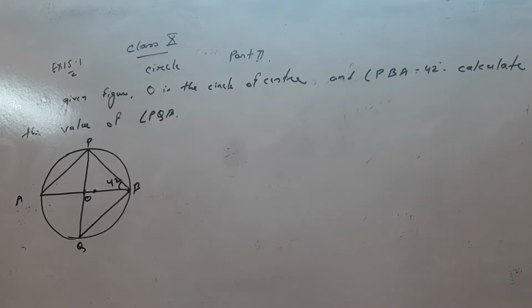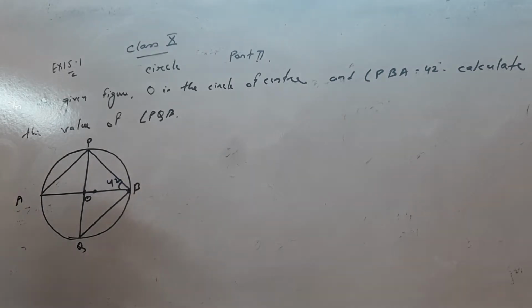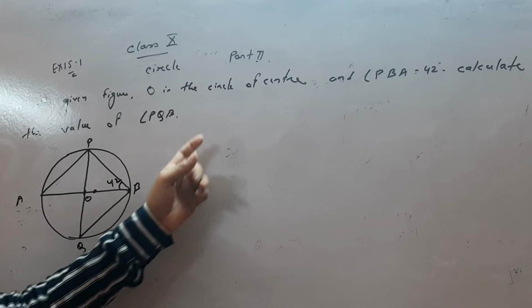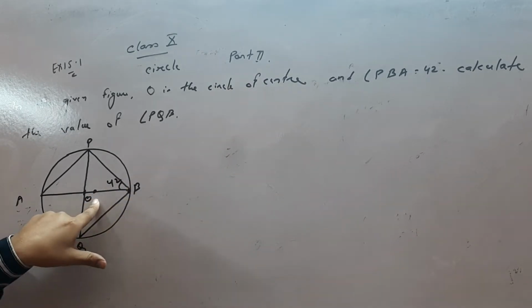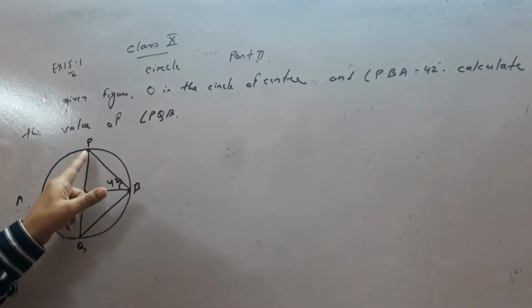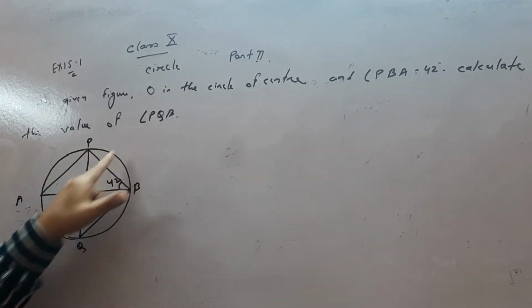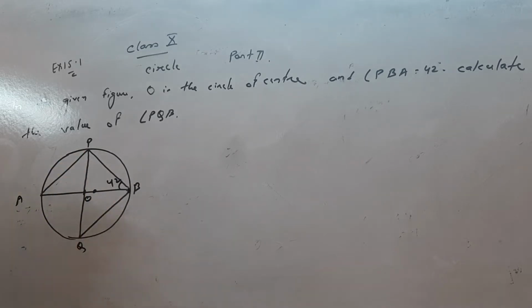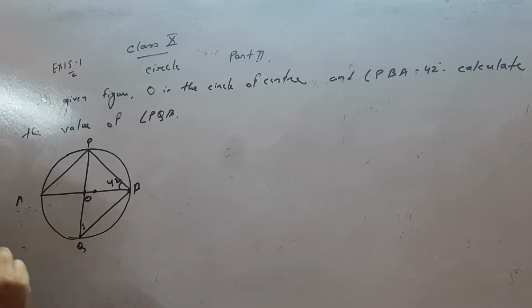Okay, class 10. This is our part 2 video from exercise 15.1 and today we start from question number 6. See in this question, in the given figure, O is the center of the circle, and angle PBA is equal to 42 degrees. Calculate the value of angle PQB. That means calculate this one. So how to calculate this angle?